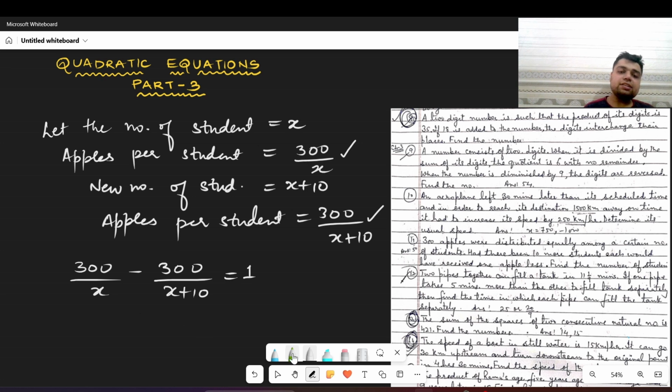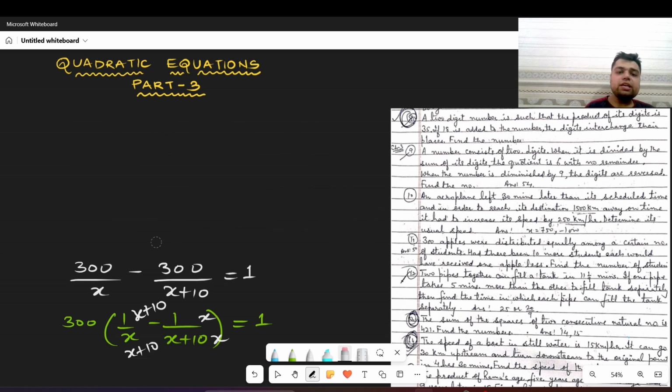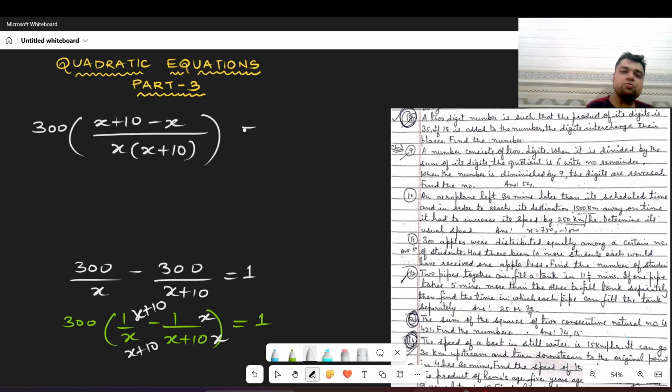Okay, now if I take 300 common, what I will get in bracket is 1 by x minus 1 upon x plus 10 is equal to 1. So to make the denominator equal, x plus 10, we will multiply and divide here by x only. So the new thing will become 300 times x plus 10 minus x divided by x times x plus 10 is equal to 1. This x gets cancelled out. I will get 3000 is equal to x square plus 10x.